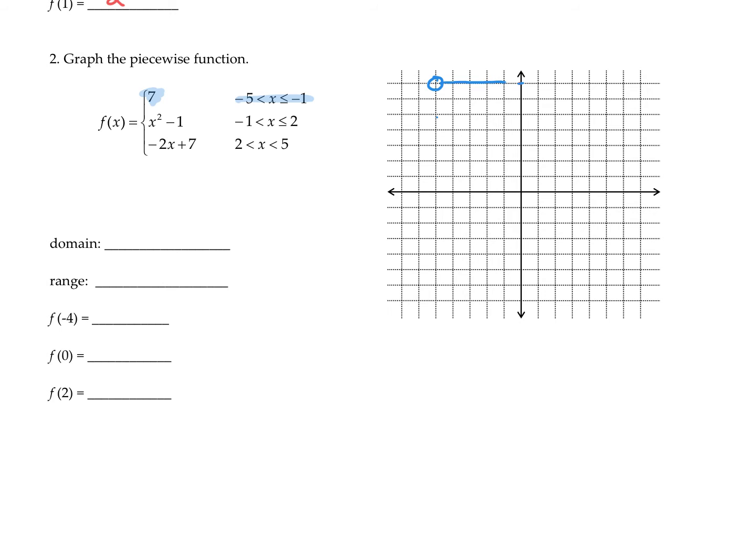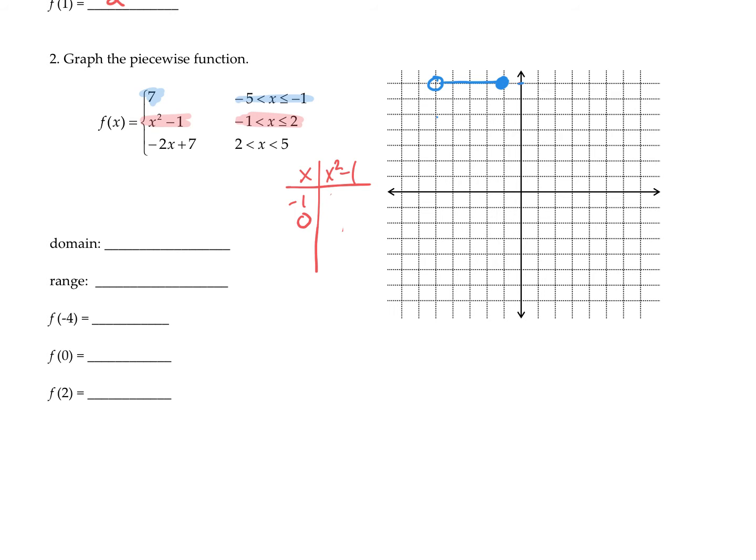And it's going to go till -1, and it's going to be a filled-in circle. To graph my second equation, this is going to be a parabola that's shifted down 1 between -1 and 2. Or if I want to make a little table of values, when x is -1, that means the output is 0. When x is 0, that means the output is -1.